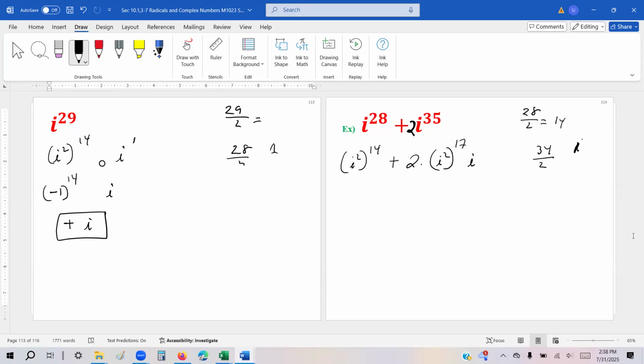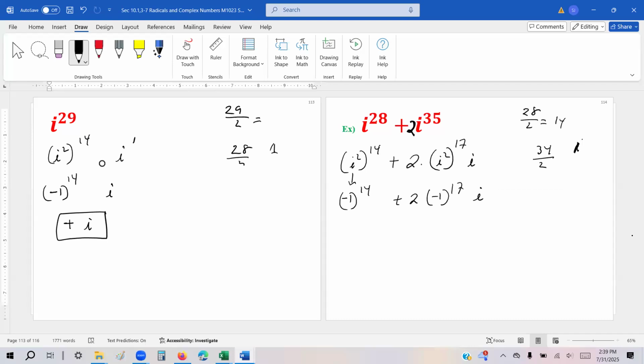So the 28 you write as i squared, 14 times, and 34 you write as i squared, 17 times. But every i squared means you have -1. So you have -1, 14 times, and -1, 17 times, and an extra i.